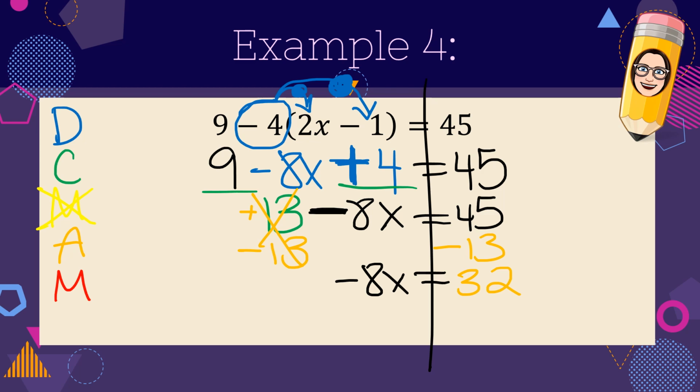And my typical last step, undo any multiplication or division. This says multiply, so we're going to undo and divide. X equals -4.